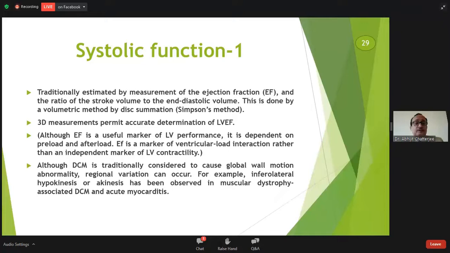Now, although DCM is traditionally considered to cause global wall motion abnormality, regional variations can occur. For example, inferolateral hypokinesis or akinesis have been observed in muscular dystrophy associated dilated cardiomyopathy and acute myocarditis.